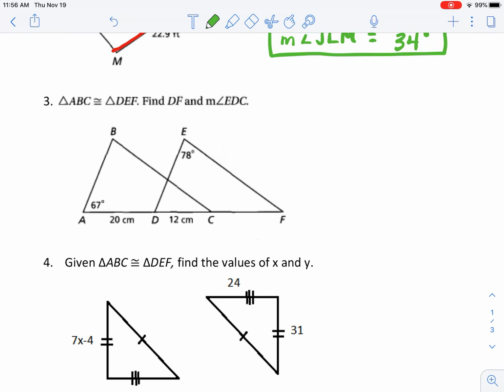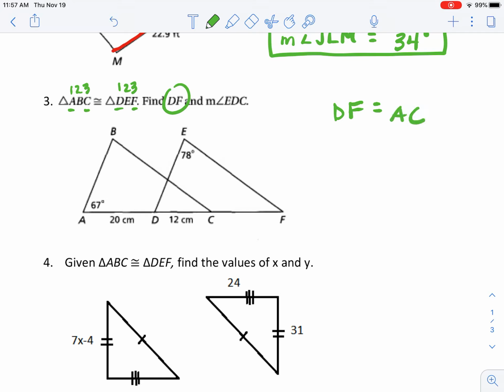So this one says triangle ABC is congruent to triangle DEF. They want you to find DF. So DF, let's see, let's number these again. 1, 2, 3, 1, 2, 3. D and F are in the first and third. A and C are in the first and third. So I know DF is going to be congruent to AC.